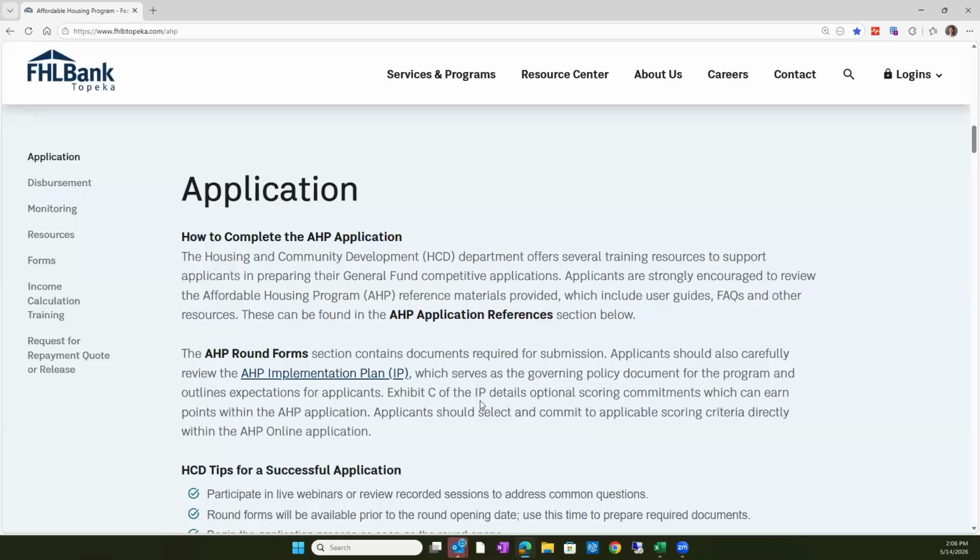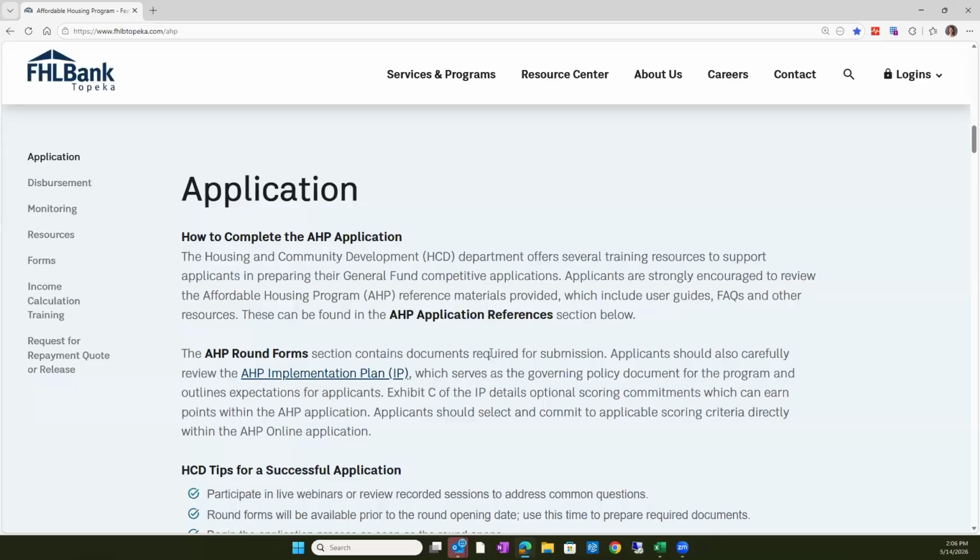For our applicants, you should not need to leave the application section of the website to find all the forms, user guides, things like that that you need to complete the application. So if you get down into disbursement and monitoring and resources and forms down here, you're in the wrong section for application. Please stay in the application section here.